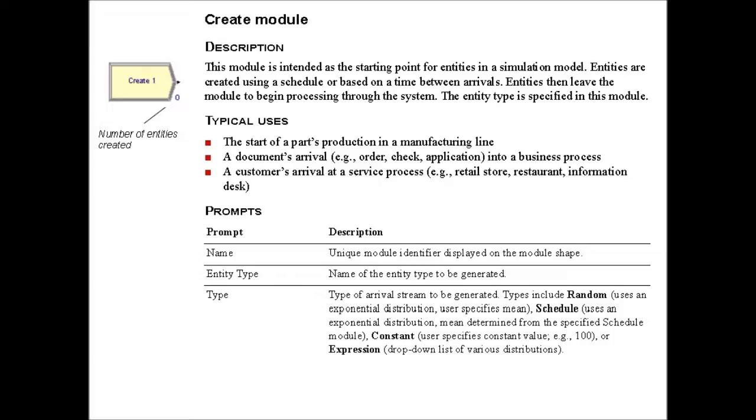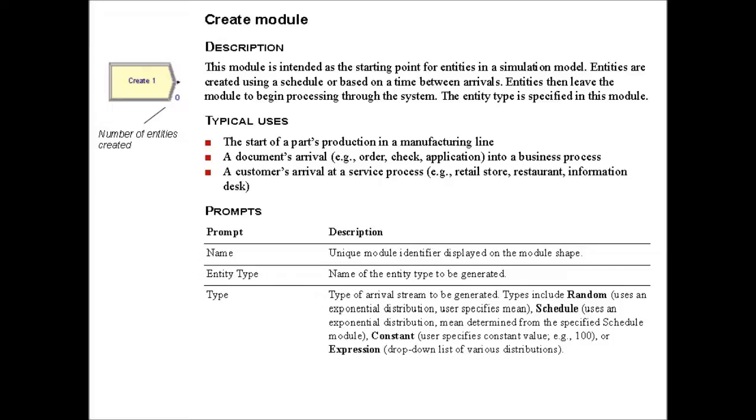The fifth field determines the maximum number of entities generated by the create module. So if you specify a numerical value, let's say 1000, then the create module will create 1000 entities depending on the interarrival time distribution. And after that, it will shut down. It will not create any more entities. The default value for this field is infinity.